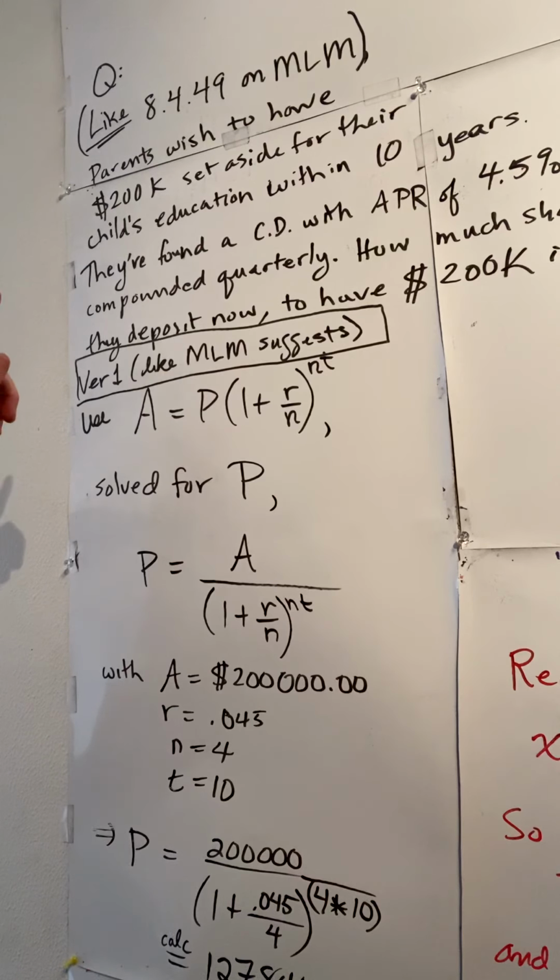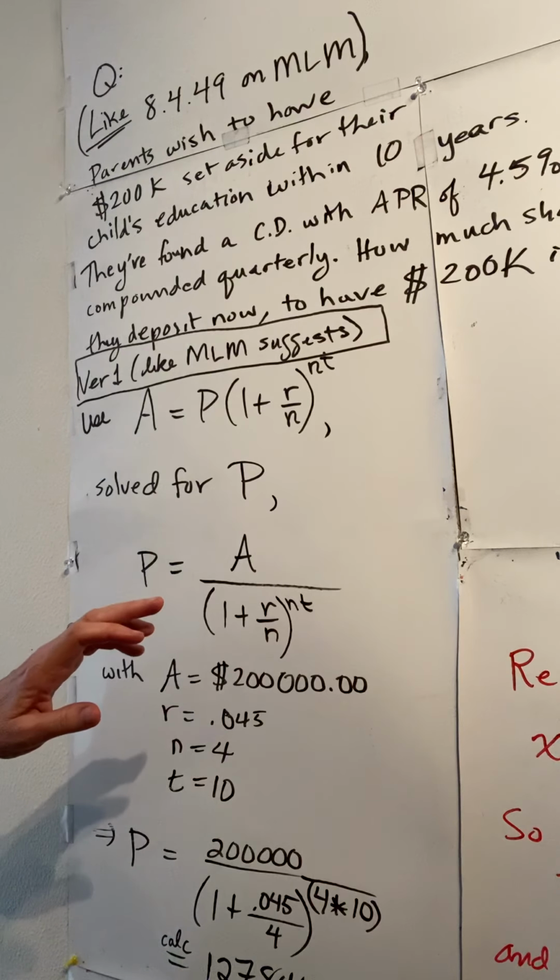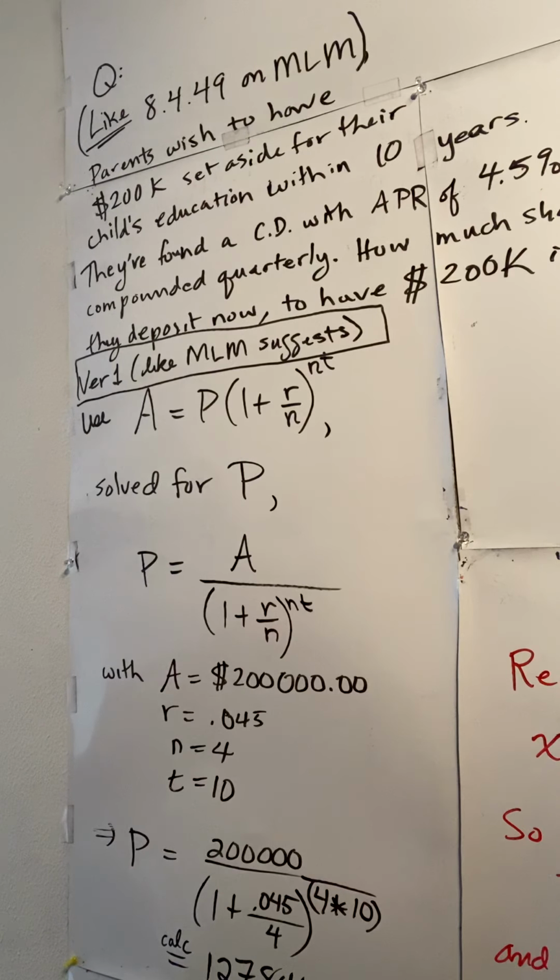Suppose parents wish to have $200K set aside for their child's education within, say, 10 years. They've found a certificate of deposit, a CD, with an APR of 4.5%, compounded quarterly. How much should they deposit now? What one lump sum should they deposit now to have $200,000 in 10 years?